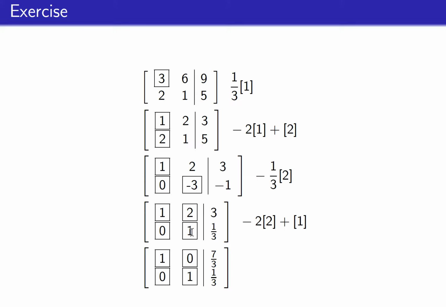So I'm going to use an operation of type 3 again. This time multiplying this row by a number to add it to this one. Which number should it be? Well, negative 2, of course. It's just the negative of this number. Negative 2 times this row added to this row gives us this. And that should give us this matrix.